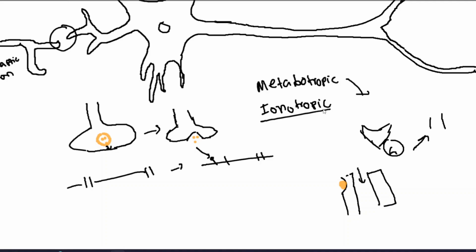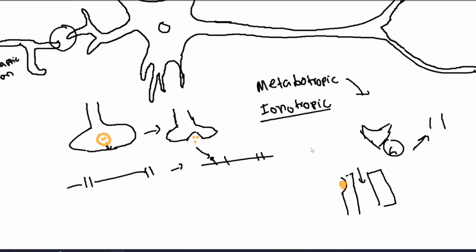Taking a look at the two scenarios, where we have a G protein coupled receptor versus a ligand-gated receptor, once again, these are the same thing. So if you ever hear G protein coupled receptor in association with neurotransmitter receptors, it's the same thing as metabotropic, and ligand-gated receptor channels are always going to be ionotropic.